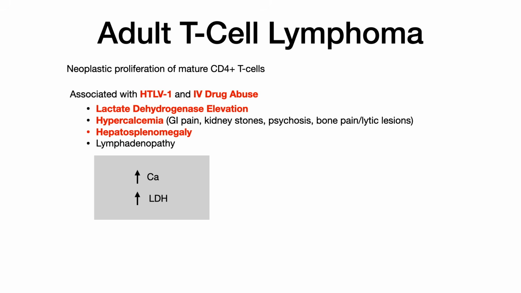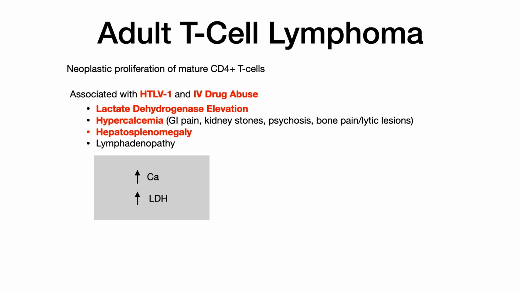Now let's wrap up by talking about adult T-cell lymphoma. So this is neoplastic proliferation of mature CD4 plus T cells. What you need to know when it comes to adult T-cell lymphoma are its associations with HTLV-1 and IV drug abuse. That's really important to know.